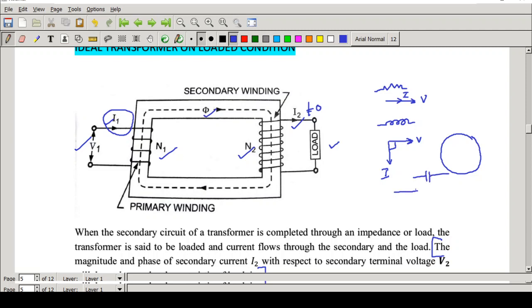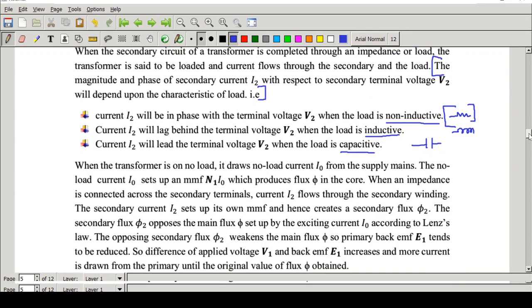suppose if this is a voltage, then current will be something like this. That is, current is leading. First current will flow, and then first current will move, then voltage will move. That is, the rotation is taken in this direction. So first current will be moving, then after that voltage will be moving. So voltage is following the current in the case of capacitive load. So this is very important.